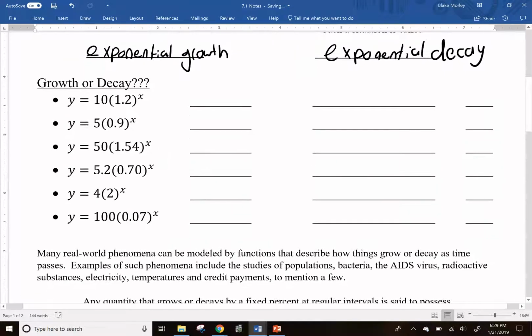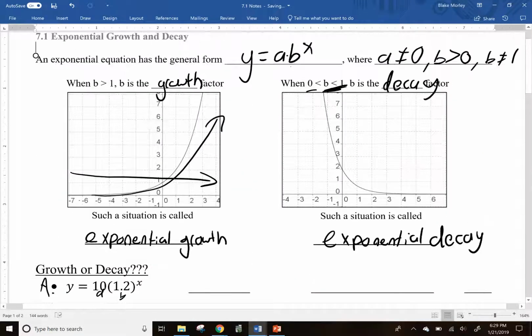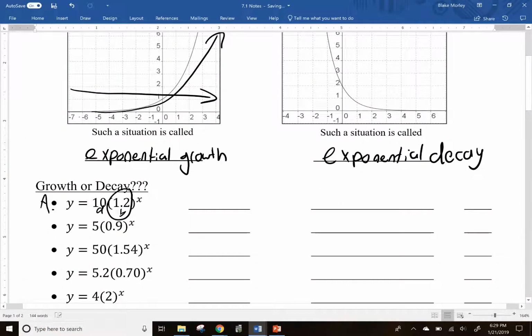All right, so let's practice a few things that we know. Is this situation growth or decay? So look at our first example. I'll call this A. 10, which is my A value, times 1.2, which is my B value, to the x power, as you can see the x there. How do you determine whether it's growth or decay? Well, growth has B bigger than 1. Decay has B less than 1. As you'll notice here, B is 1.2. That means B is bigger than 1. So this is growth.